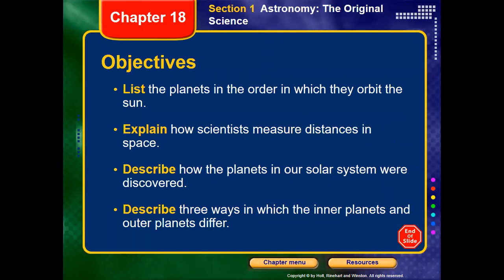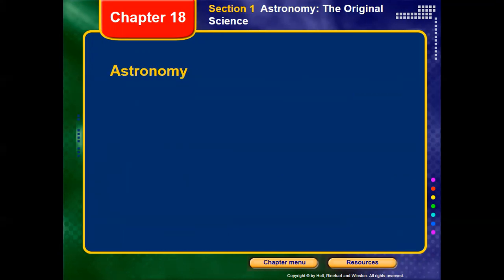By the end of this lesson, we should be able to list the planets in the order in which they orbit the sun, explain how scientists measure distance in space, describe how the planets in our solar system were discovered, and finally describe three ways in which the inner planets are different from outer planets.